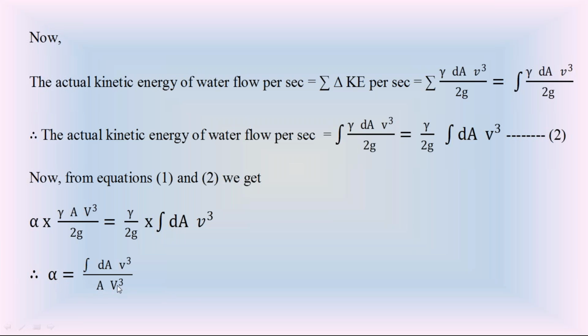In this derivation of alpha, first we consider the mean velocity of water flow, capital V, and prepare equation 1. Then we consider the water layers in the open channel, and by using those water layers, we prepare equation 2. By using equation 1 and equation 2, we got the equation for the kinetic energy correction factor alpha, equal to integral dA into v cube divided by A into V cube. This is the derivation for the kinetic energy correction factor alpha.